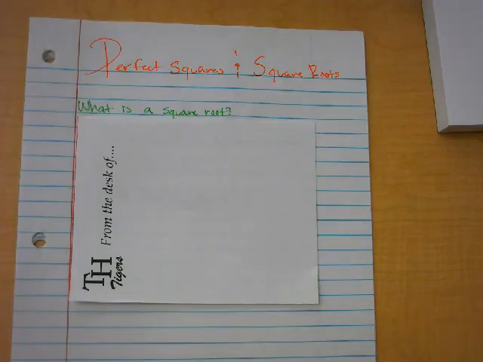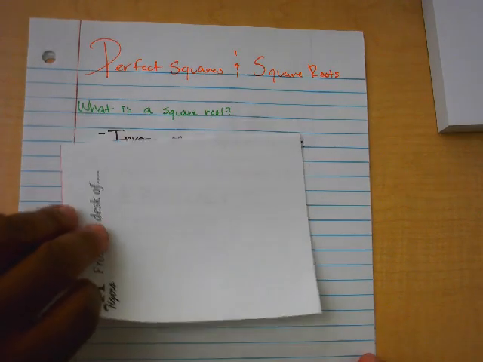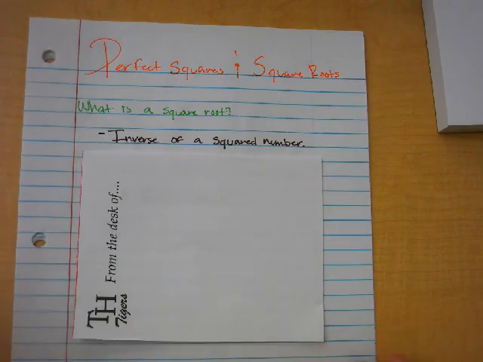Okay, so now we look at square roots. And so the first question I have is, what is a square root? Okay, so the square root is the inverse of a squared number. So again, inverse, as we discussed in our very first video, inverse means opposite. So a square root is the opposite of a squared number.